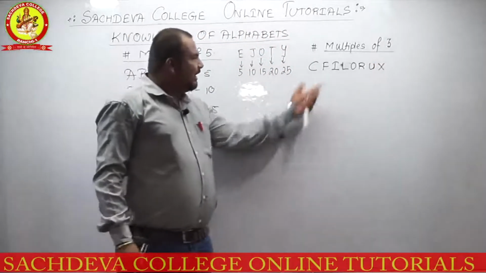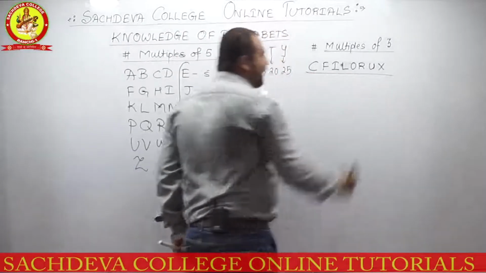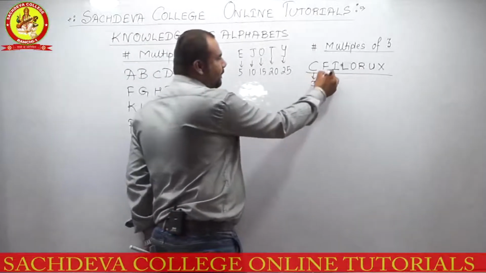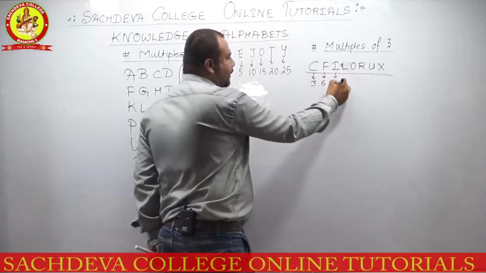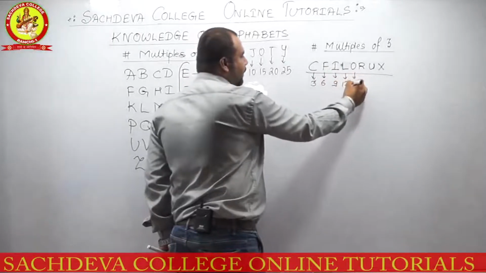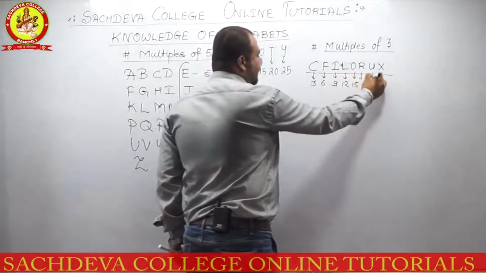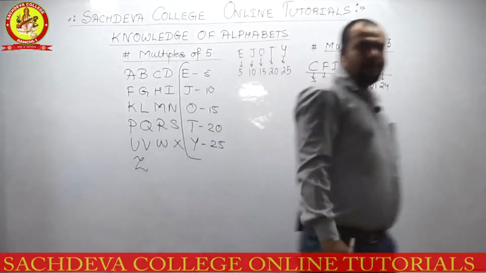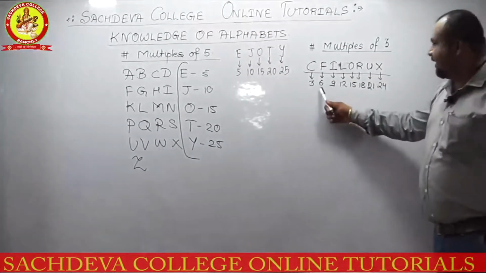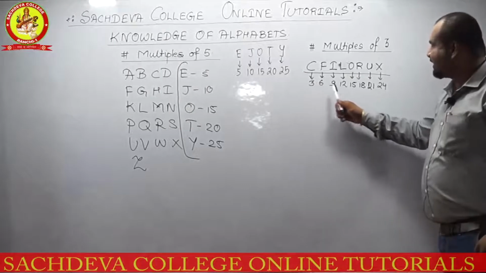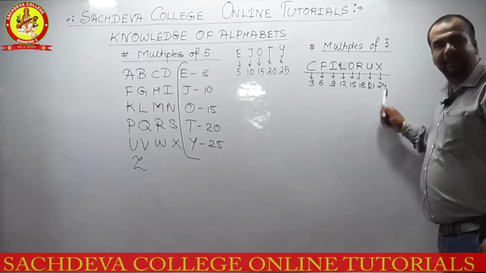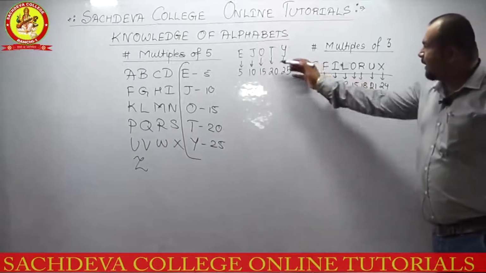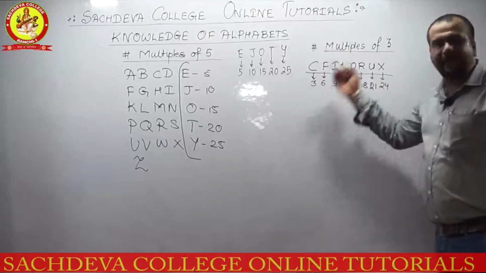Now, we have CFILORUX. C is 3, then 6, 9, then we have 12, then 15, then 18, then 21, then 24. That is A, B, C, 3, D, E, F, 6, and so on: 3, 6, 9, 12, 15, 18, 21, and then 24. Are these not the multiples of 3? Yes. But remembering EJOTY and CFILORUX is quite difficult in the examination.